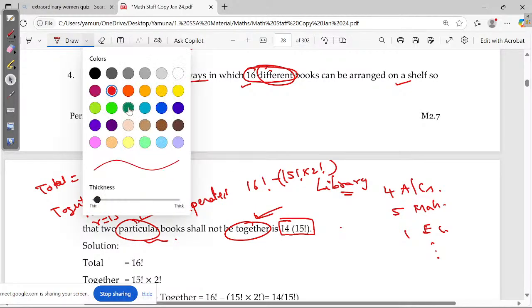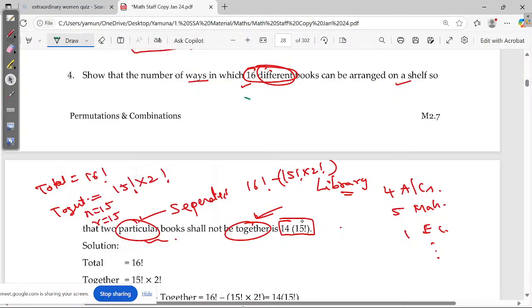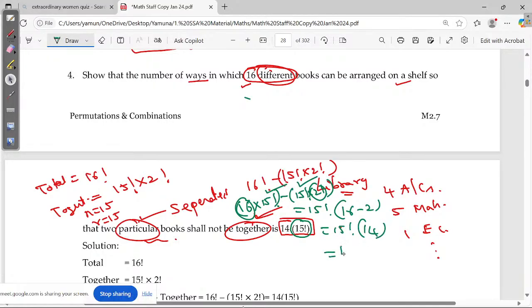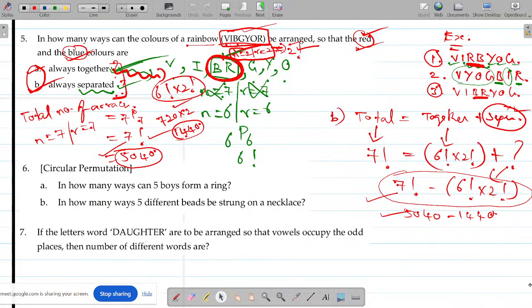So what you do here, instead of taking 16 factorial, I want 15 factorial in the answer. So instead of taking 16 factorial, I take this as 16 into 15 factorial, minus, put it in brackets, 15 factorial into 2 factorial. Here 15 factorial is common, I can take it out. What is left out here? 16. And what is left out here? 2 factorial is 2. So minus 2. So this is 15 factorial into 14. So I can write this as 14 into 15 factorial. Is it okay? Hope it is okay. Shall I go to the next problem? Yeah.